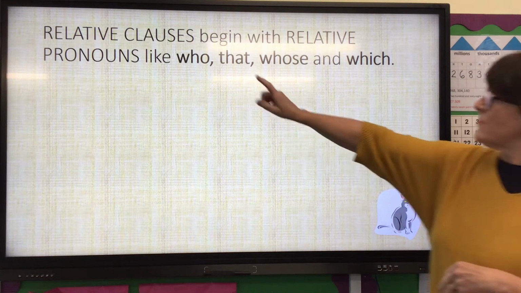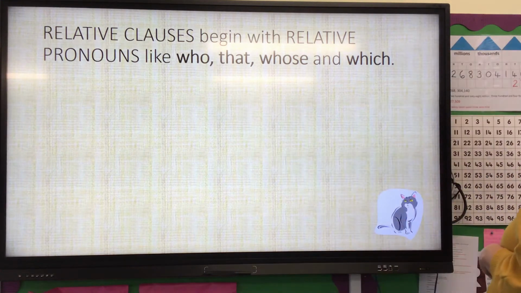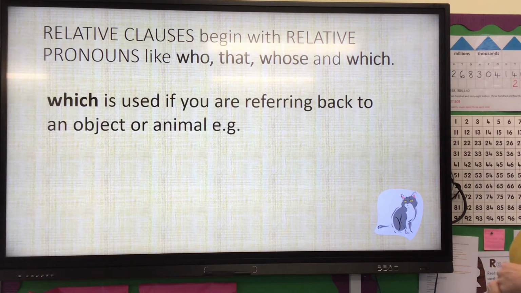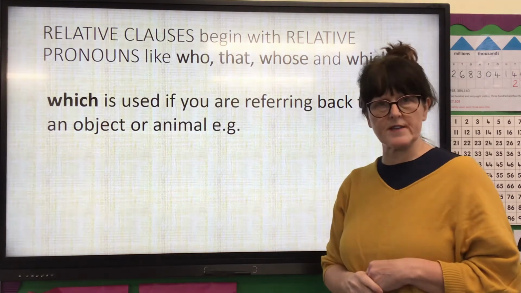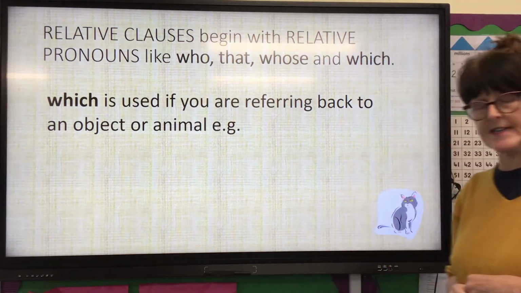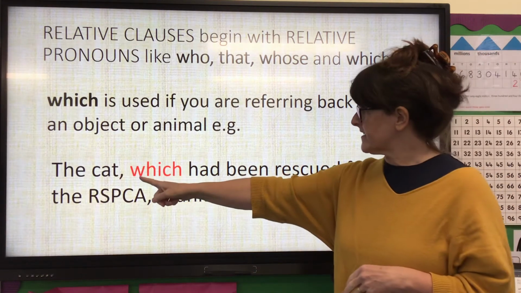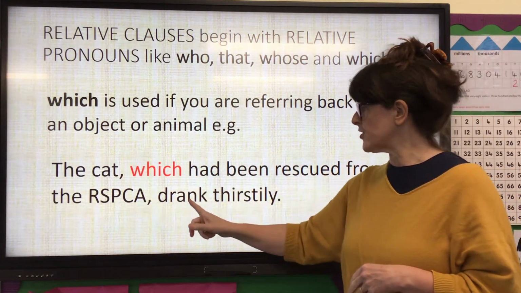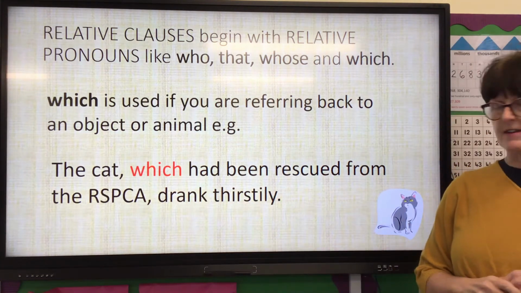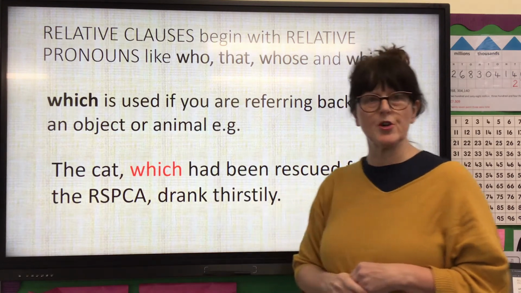Now, we've looked at the word who. Let's now look at the relative pronoun which. Which is used if you're referring back to an object or an animal. Let's have a look at an example. The cat, which had been rescued from the RSPCA, drank thirstily. We're referring back to an animal, so we use the word which.